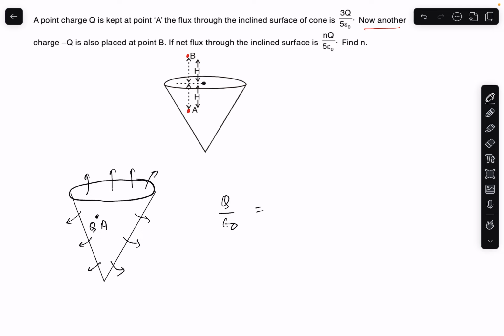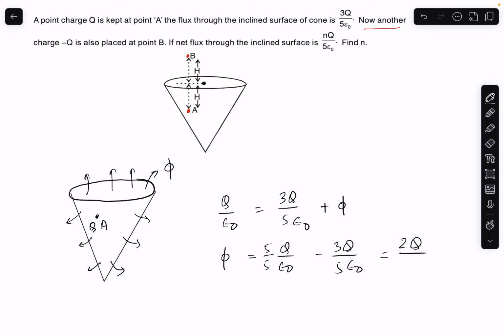So for the inclined surface it is given as 3Q by 5 epsilon naught, and suppose the flux coming out of the circular surface is phi, so plus phi. From here we can calculate the value of the flux coming out of the circular surface only due to the charge Q. So this will be Q by epsilon naught minus 3Q by 5 epsilon naught. We can write this as 5 by 5, so this will give us 2Q by 5 epsilon naught.